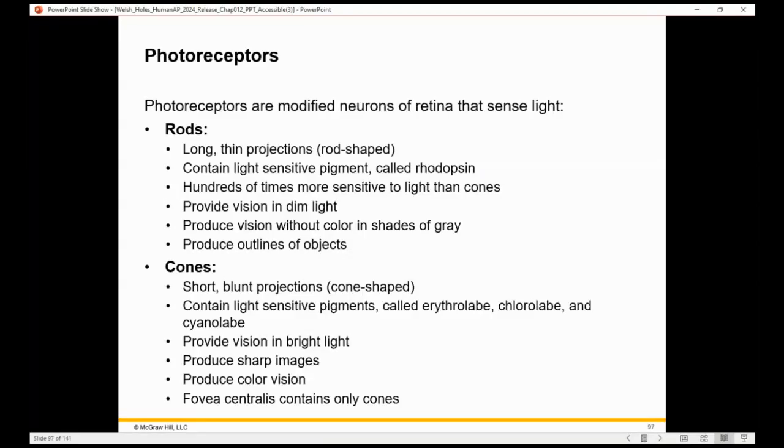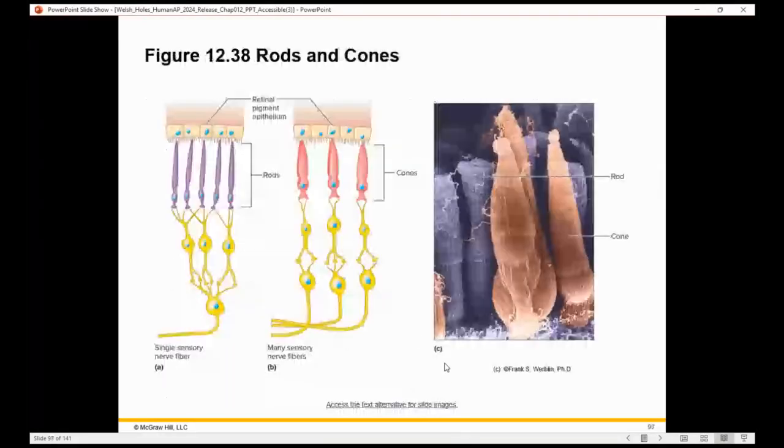Then you have the cones, which are short, blunt projections, which are cone-shaped. They contain light-sensitive pigments called erythrolabe, chlorolabe, and cyanolabe. They provide vision in bright light and produce sharp images. They produce color vision, and the fovea centralis contains only cones. This figure shows you the difference in rods and cones.